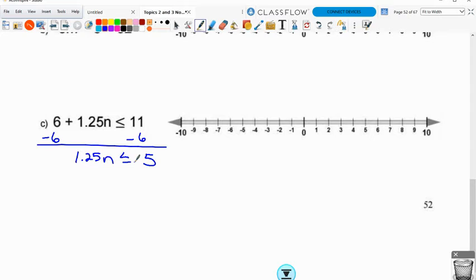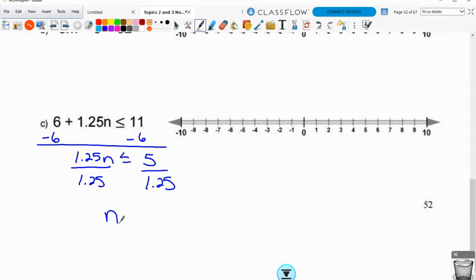Now we've got to get the value of n. Right now it's being multiplied by 1 and 25/100ths, so we'll go ahead and divide by 1 and 25/100ths, and we need to do that on both sides. And on the left, 1 and 25/100ths n divided by 1 and 25/100ths is our 1n.